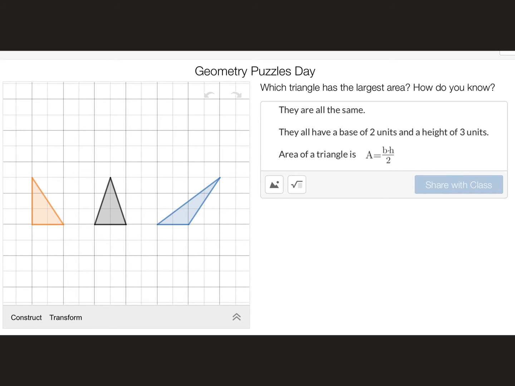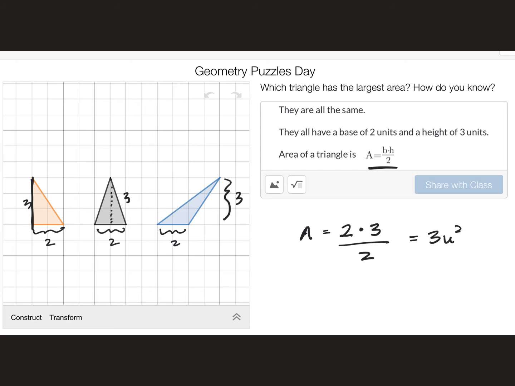They all have a base of 2 units. So if you look over here, we've got 2 units, 2 units, and 2 units, and they all have a height of 3. This right here is 3, this right here down the middle is also 3, and this height is 3. You're not using the edge, you're not using one of the other side lengths. It's just a vertical up and down height. And so since this is the formula for the area of a triangle, they would all have an area of base of 2 times height of 3 divided by 2, which is equal to 3 units squared.